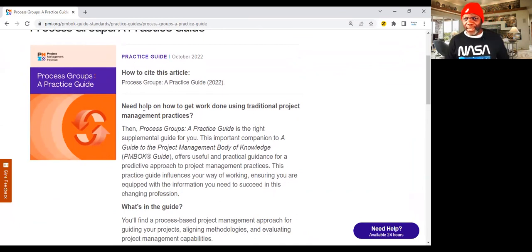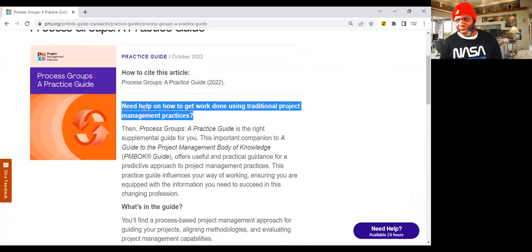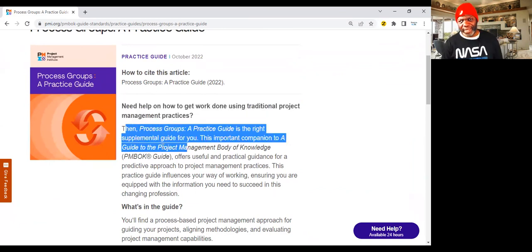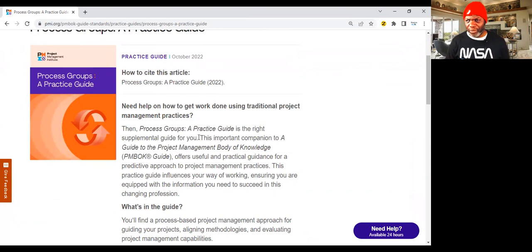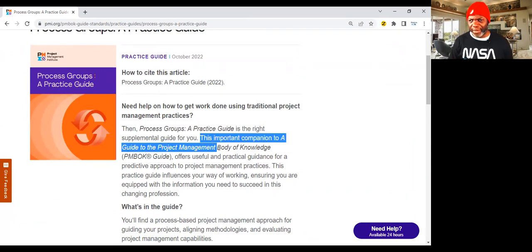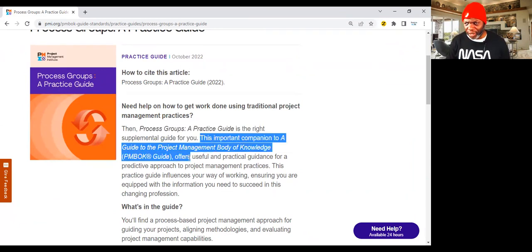It says, need help on how to get work done using traditional projects? Then Process Groups, a practice guide, is the right supplemental guide for you. This companion to A Guide to the Project Management Body of Knowledge offers useful and practical guidance. If only in the beginning we had just stuck to a model that was similar to this, we wouldn't be playing hopscotch and frustrating poor students.